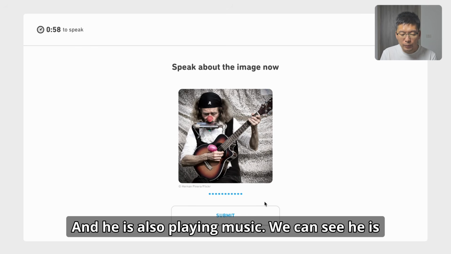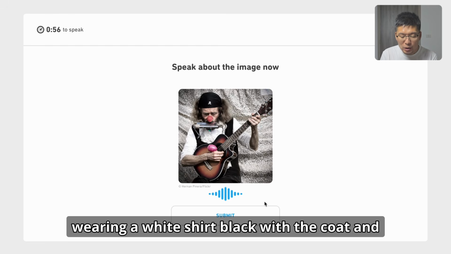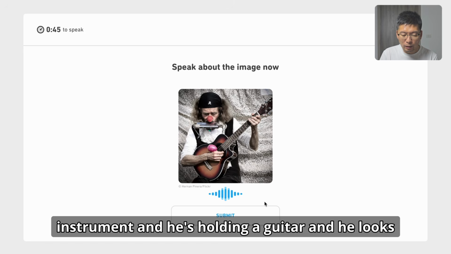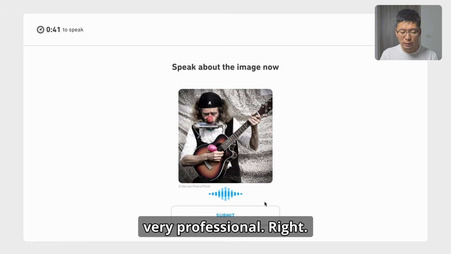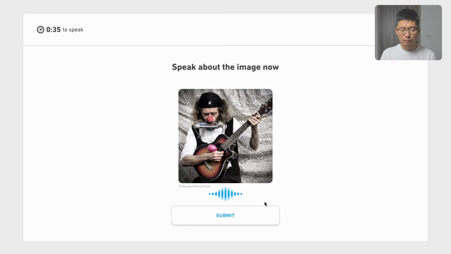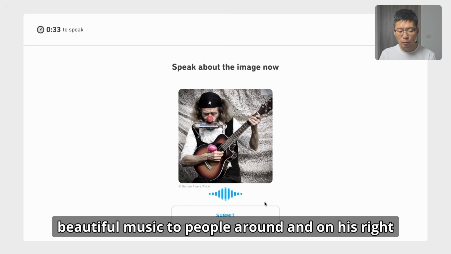We can see he is wearing a white shirt, a black waistcoat, and in his mouth there's another musical instrument, and he's holding a guitar, and he looks very professional, right? So maybe he is playing some beautiful music to people around.